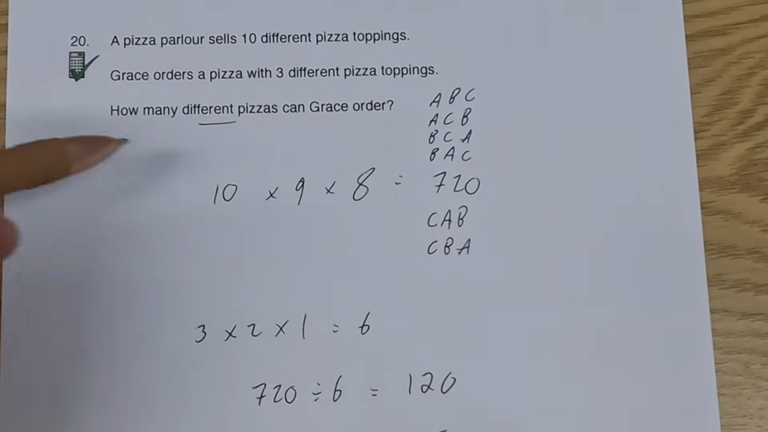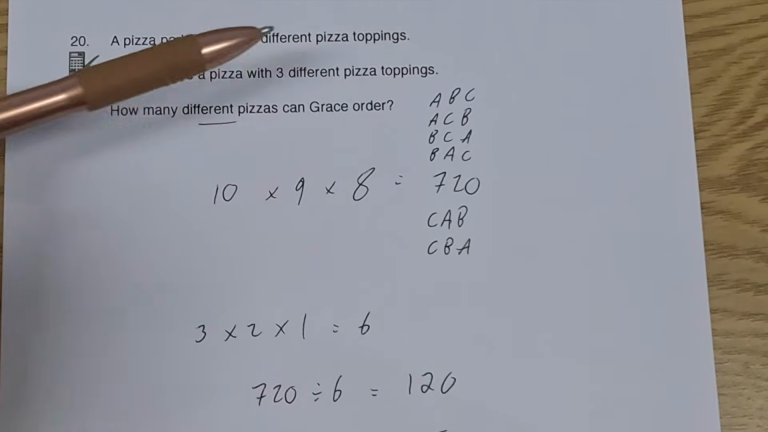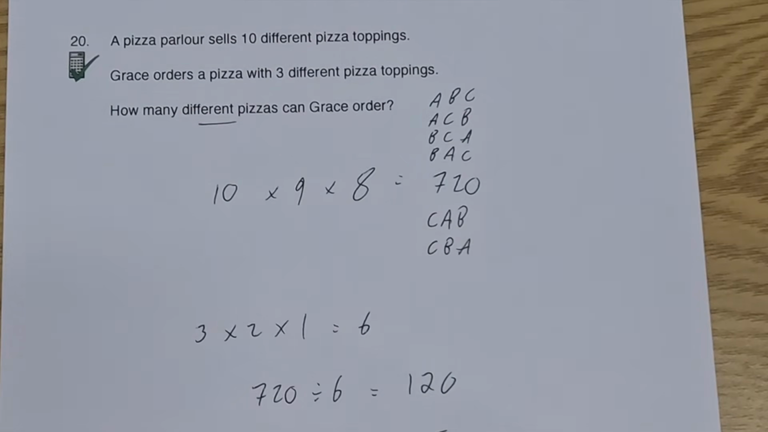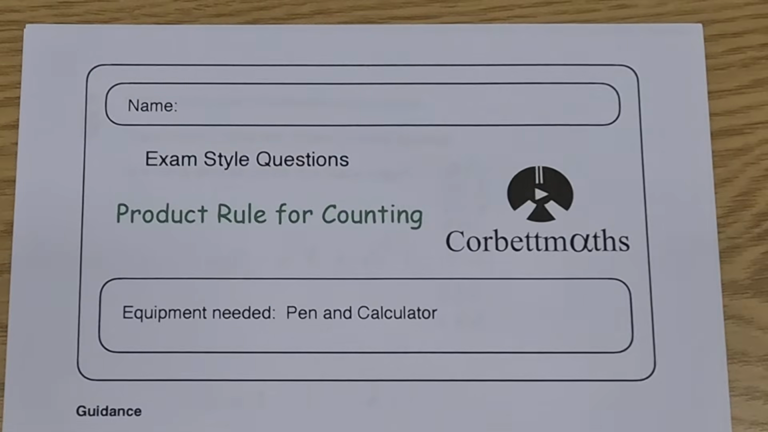Because the 720 is how many ways she can ask for the pizza. And because the 3 different toppings can be arranged in 6 different ways, we need to divide by 6. And if you do 720 divided by 6, that's equal to 120. So there's going to be 120 different pizzas that Grace can order. And that's it.